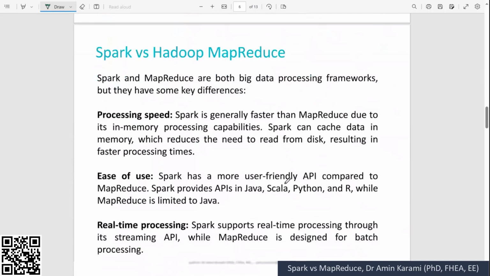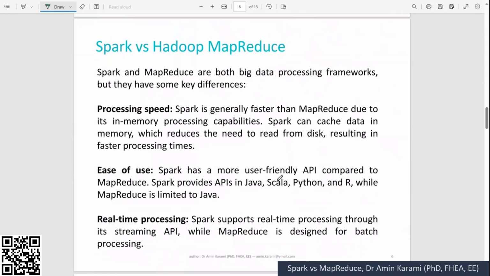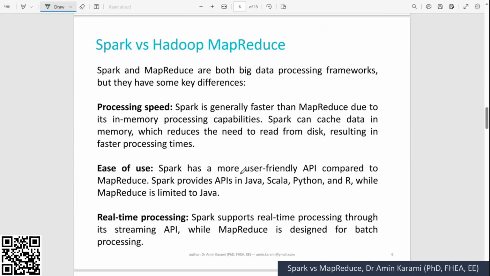All right, let's drill it down, right? Because we still need to consider these two processing units, and to figure out when and how to go ahead with Spark, and when and how to go ahead with Hadoop MapReduce. So the first thing we need to consider is processing speed. As we discussed, Spark is basically and generally faster than MapReduce. Why? Because of this in-memory processing, right? Because Spark can cache data in memory. All right, it will reduce the need to read from disk, right? We can avoid disk.